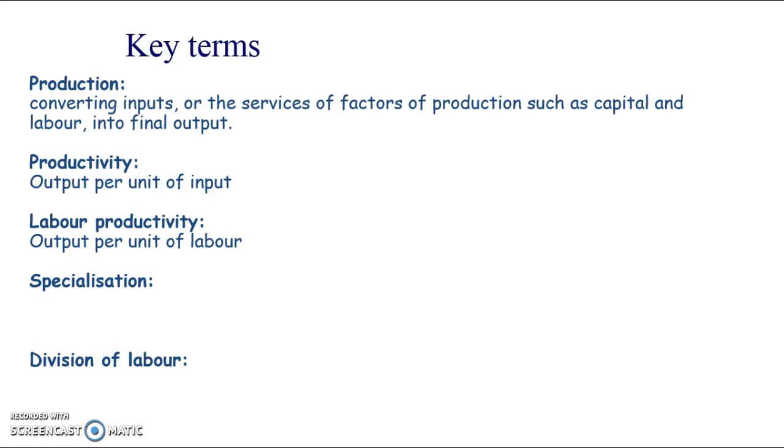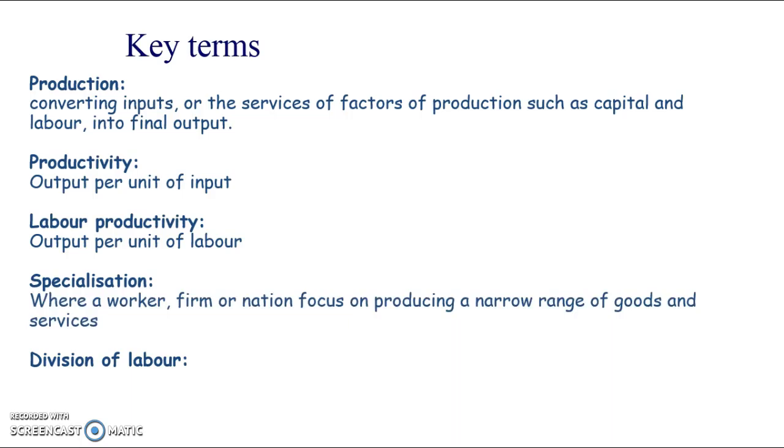Specialisation is a method of production. Here's the definition. It can be based on worker level, but it could be based on a country level, as you'll find out when you look at year 2 and you look at comparative advantage. But it's where a worker, firm or nation focus on producing a narrow range of goods and services. So rather than trying to produce everything that they need to satisfy their needs and wants, they focus on just producing a few of those items, the things that maybe they're best at producing, so they can trade the surplus.